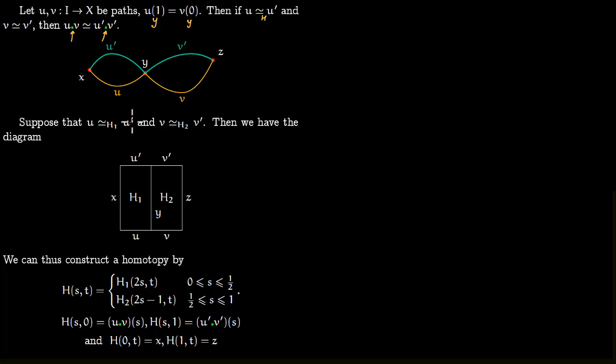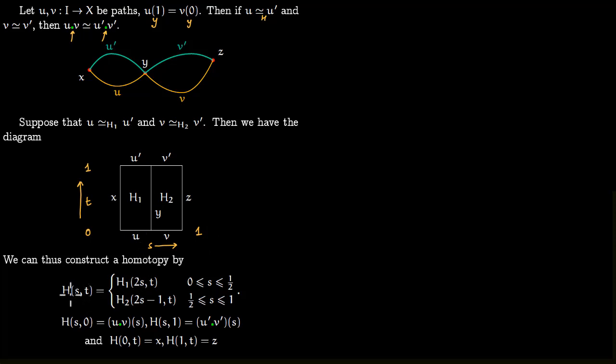So if u is homotopic to u prime and v is homotopic to v prime, then you can construct some homotopy diagram like this. This x is this x, this y is this y, this z is this z, and these top paths are u prime and v prime. This bottom is u and v. So this is a square, and this side is the 0, 1 unit interval, and this bottom side is also the 0 to 1 unit interval. So s is varying here, and say t is varying like this. There are two coordinates here, s and t. Now we construct the homotopy.